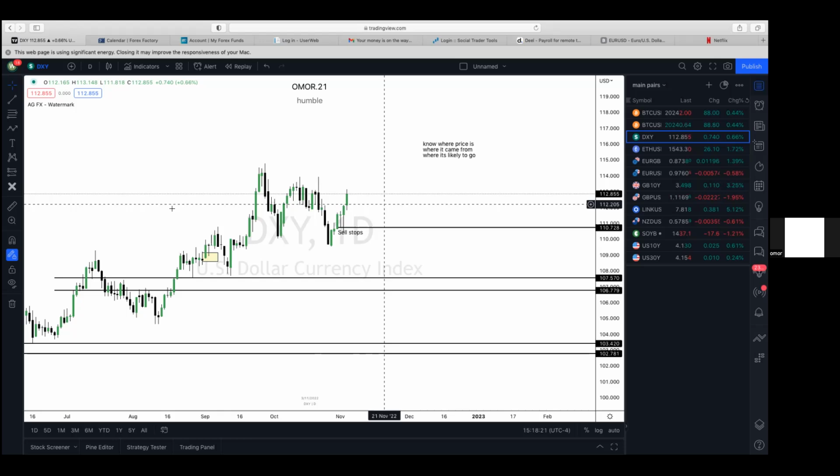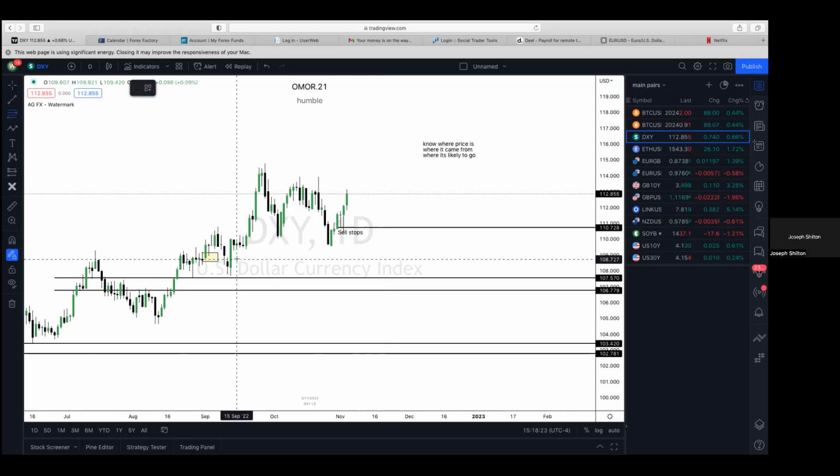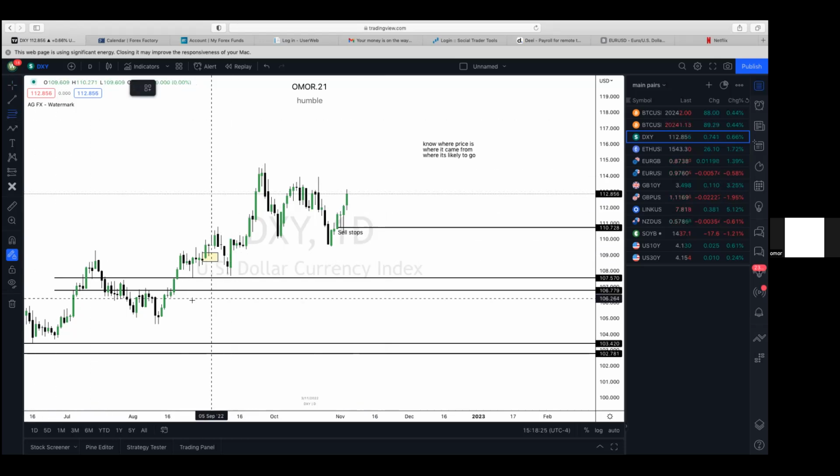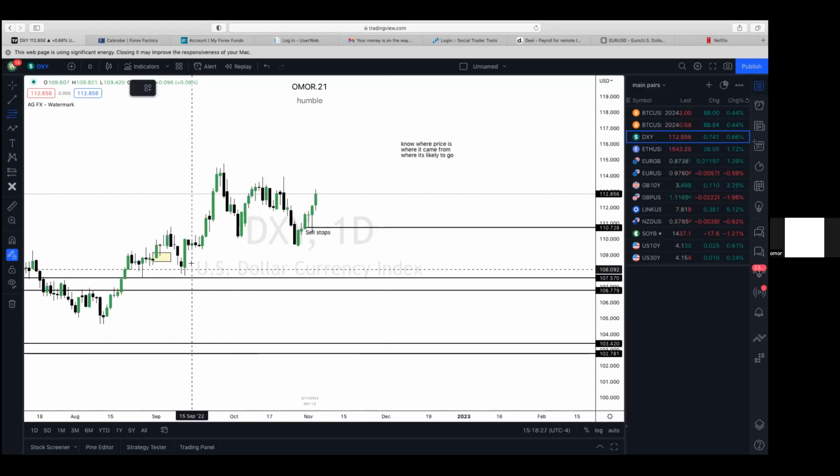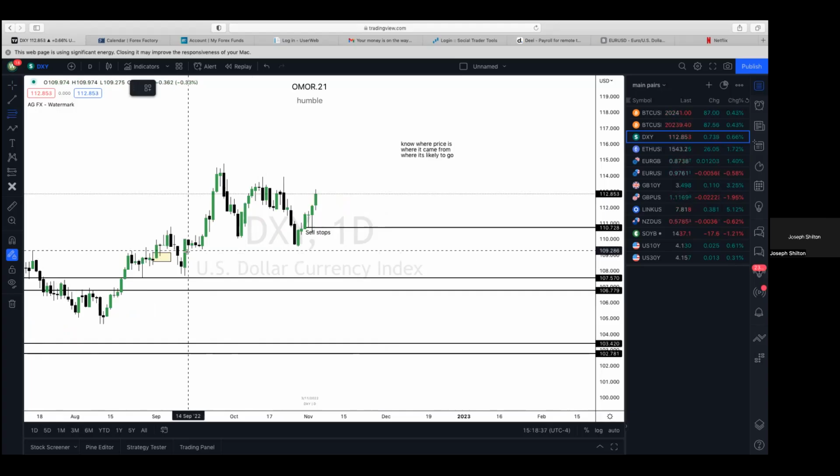I'll show you an example. In this context, let's just say for this reason, let's say this fair value gap. Yeah, you see this fair value gap. Everyone identifies this as a fair value gap. From this candle's high to this candle's low, fair value gap.